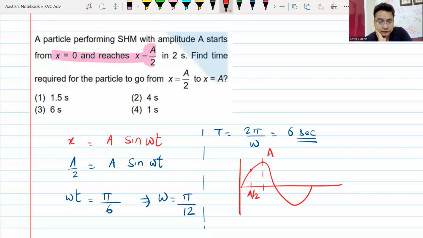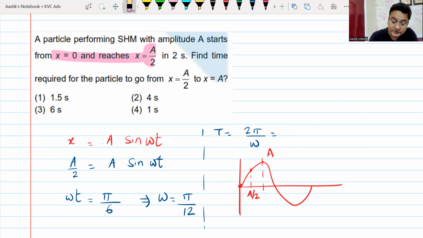Now, how much are you going to get? From 0 to, we have found out the time period. How much is the time period? Sir, have I done it wrongly? 2 pi by omega, 6 seconds. I think it is 24 seconds, not 6. I think I've made a mistake here. Time period is 24 seconds. Is that so?